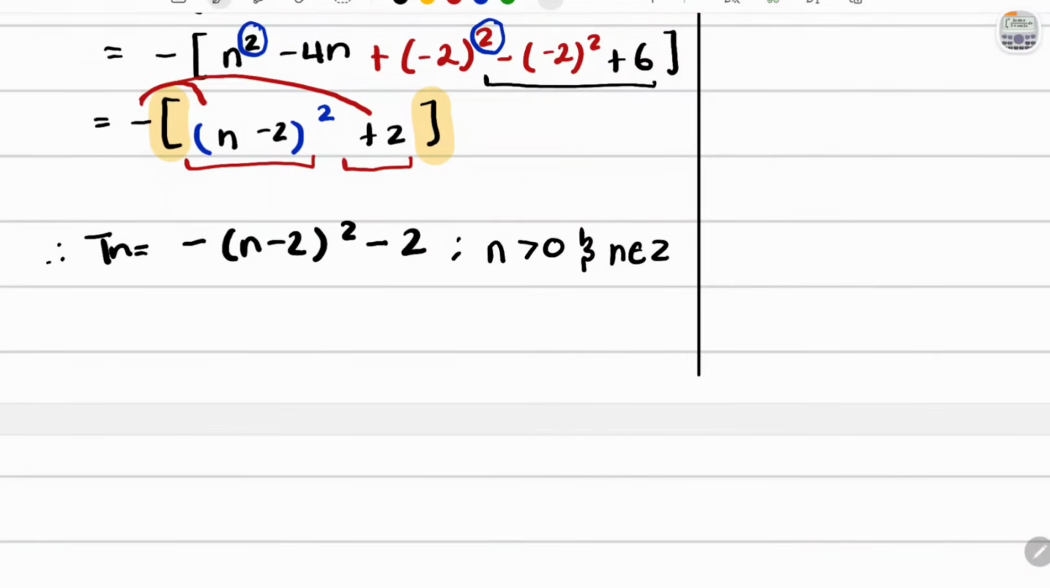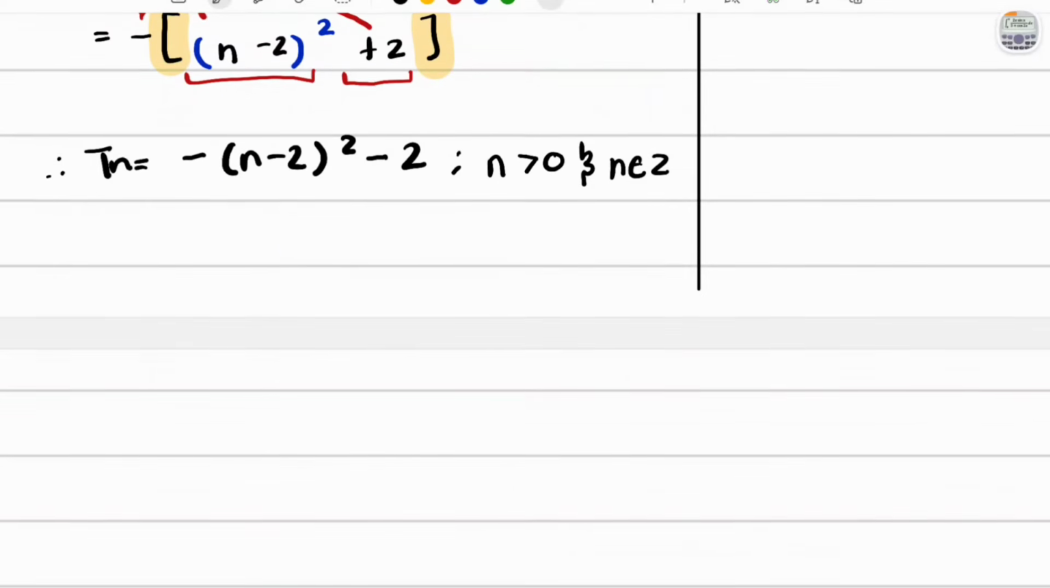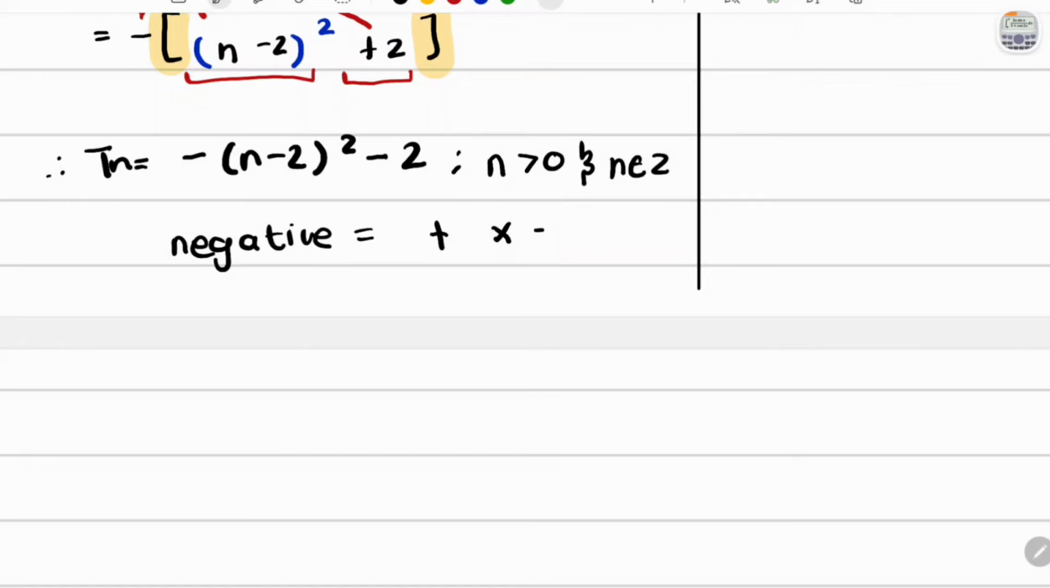So now we just need to show that these terms will always be negative. For me to show that the terms will always be negative, I'm just showing that this expression will always have a negative value. How do you prove that an expression or a number is negative? How do you prove a number is negative? Negative numbers are a result of a positive multiplied by a negative.